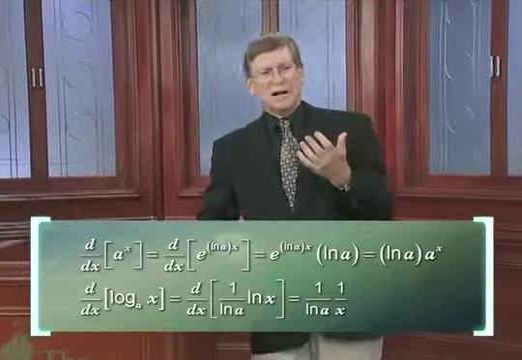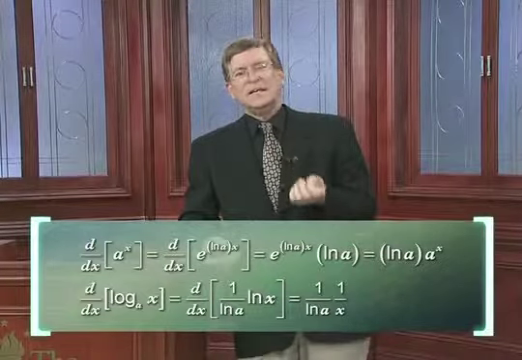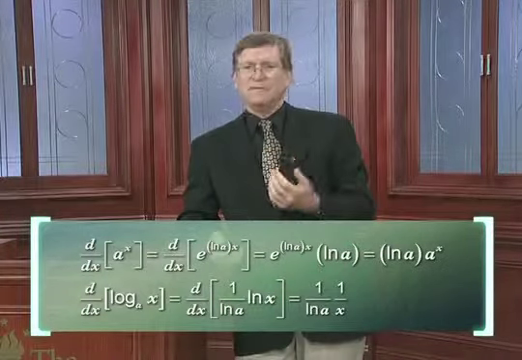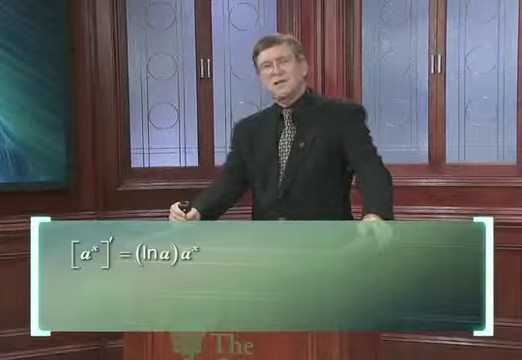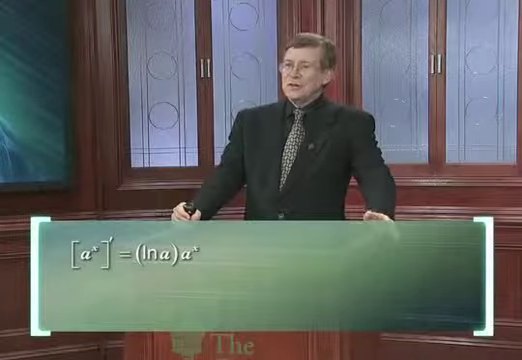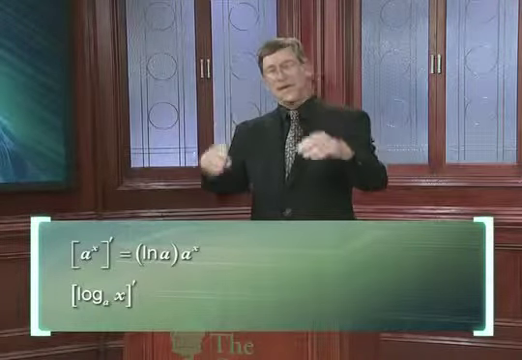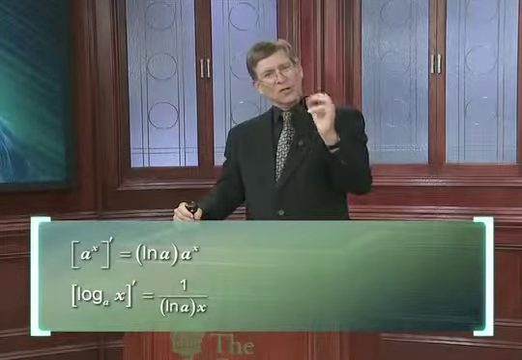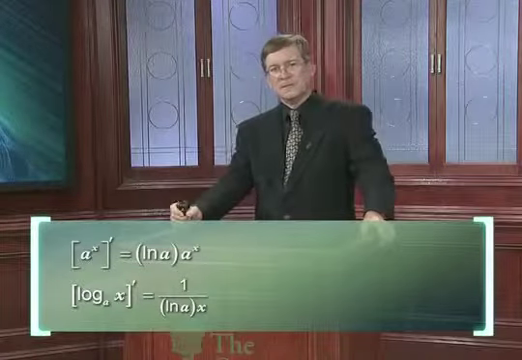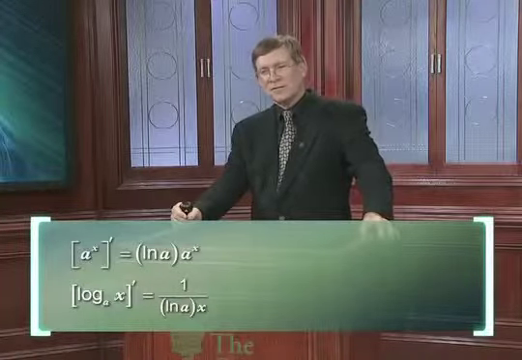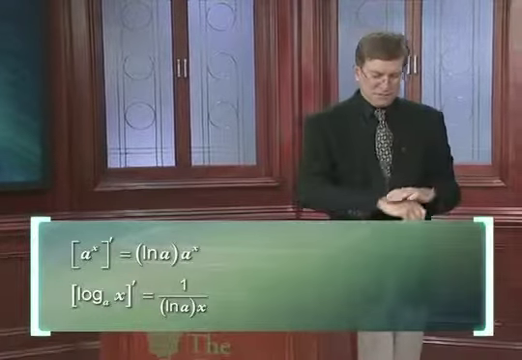I hope you see why in both these cases, e is the preferred base. It simplifies the formulas. Let me summarize them in a different notation. The derivative of a to the x is log of a times a to the x. The derivative of log base a of x equals 1 over log of a times x. Unpleasant, complicated formulas.